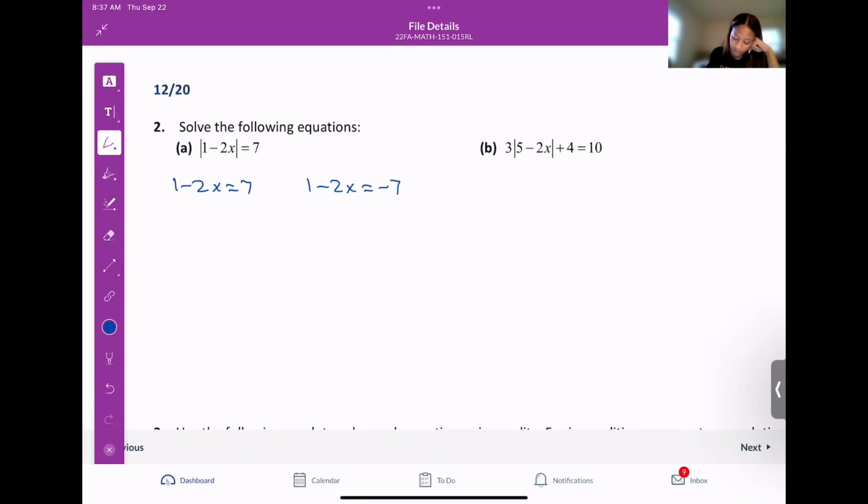That gives us negative 2x equals 7 minus 1, which is 6. And dividing by negative 2 gives us x is negative 3. On the other side, when we subtract our 1, we get negative 2x equals negative 8. And then dividing both sides by negative 2 gives us x equals 4. So our two solutions are negative 3 and 4.